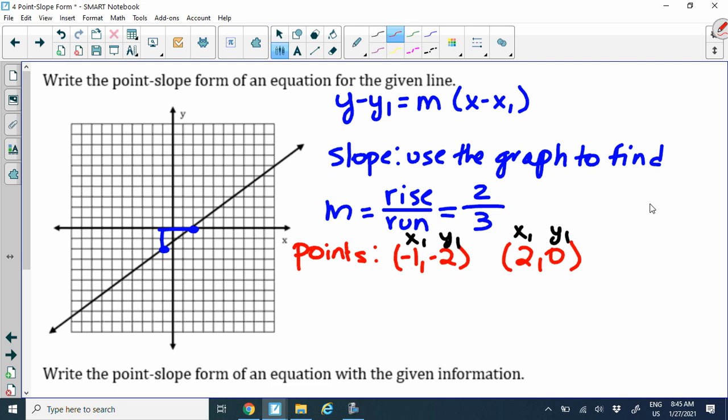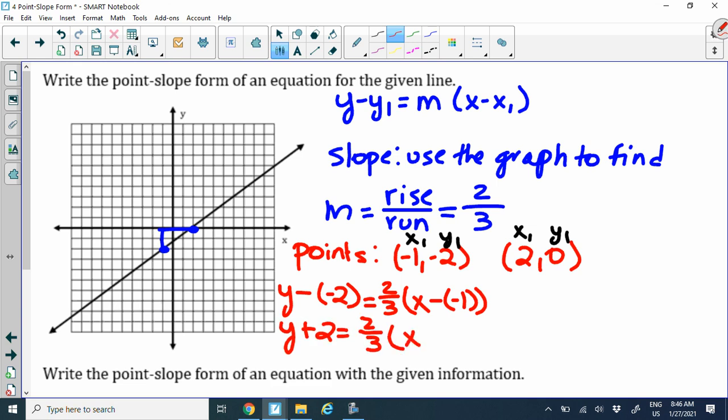So we could have the answer as, we do y minus y sub 1. I'm going to use the point (-1, -2). So I have y minus -2 equals our slope, 2/3, times x minus x sub 1. In this case, it's -1, so x minus -1. I'm going to simplify this. I get y plus 2 equals 2/3 (x plus 1). So that could be one of my answers.